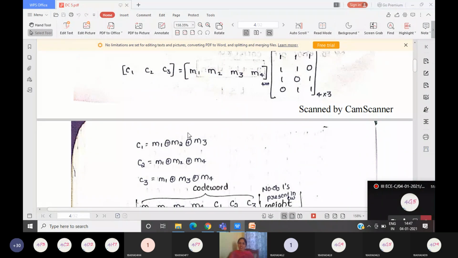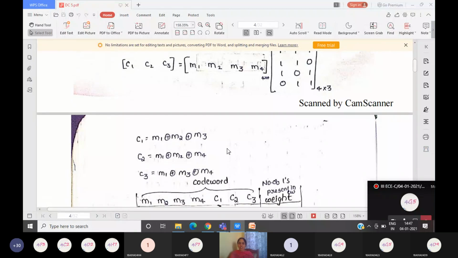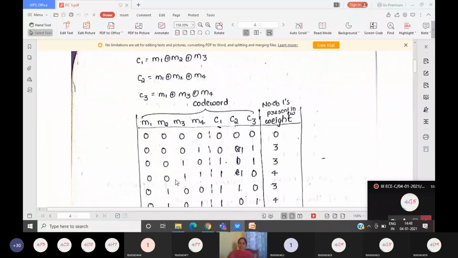So these are the equations. By using these equations, you can obtain C1, C2, C3 for the message bits. C3 is equal to M1 XOR M3 XOR M4, because M2 into 0 will be 0. Now finally you have obtained the equations for C1, C2, C3. C1 is M1 XOR M2 XOR M3, because M4 into 0 is 0.